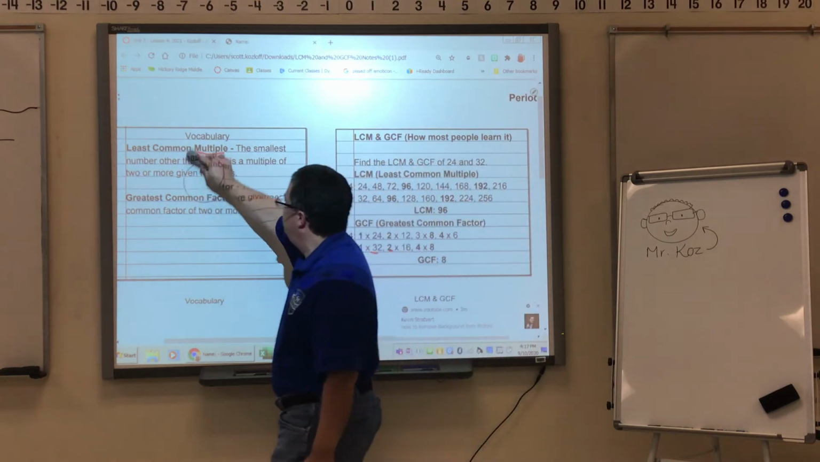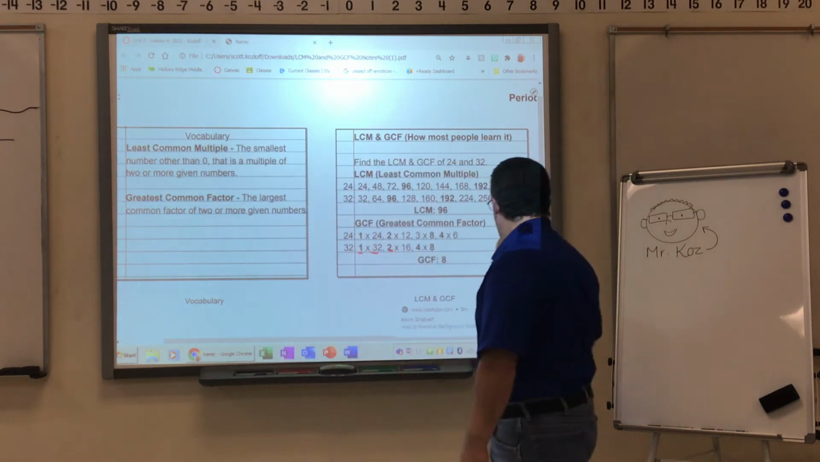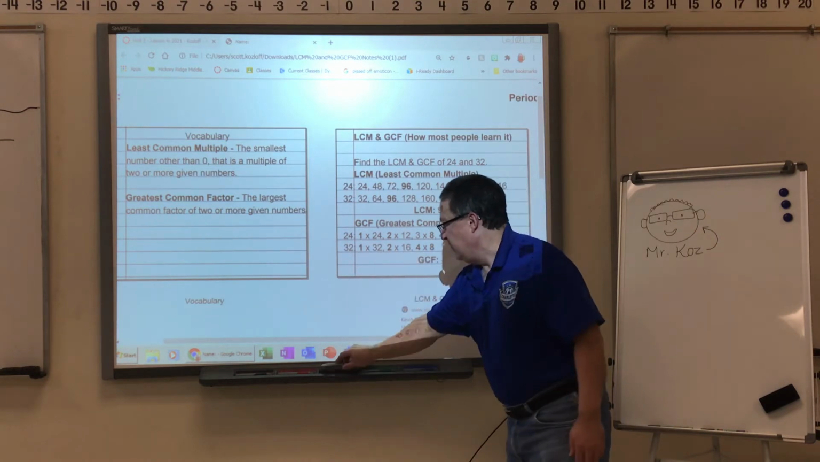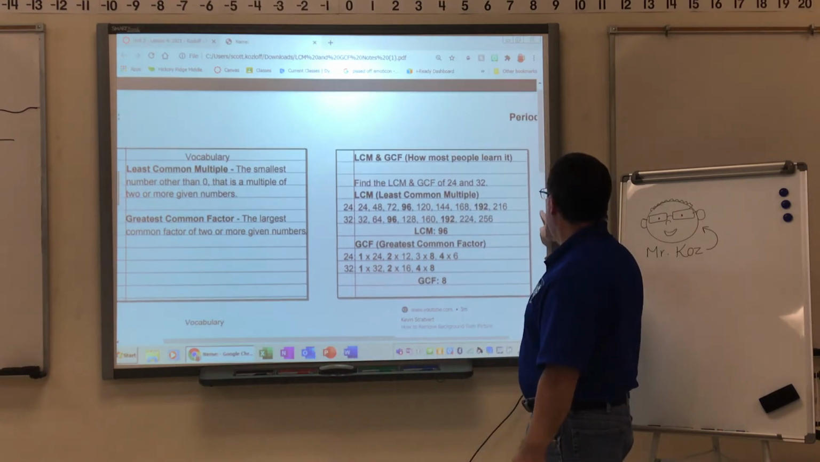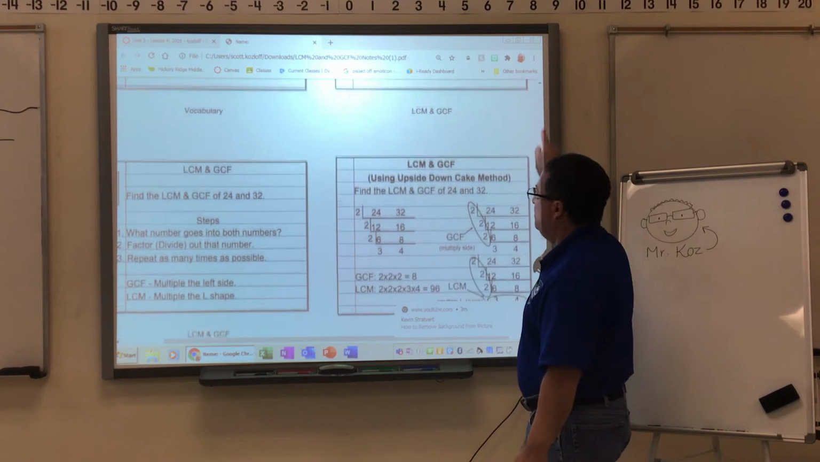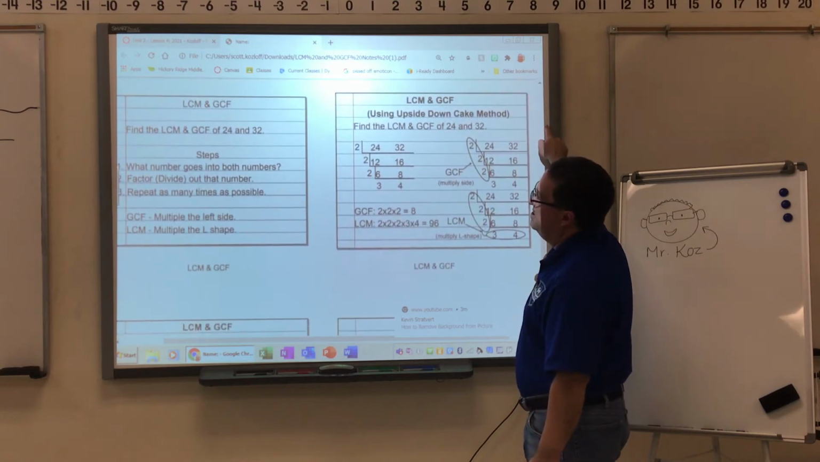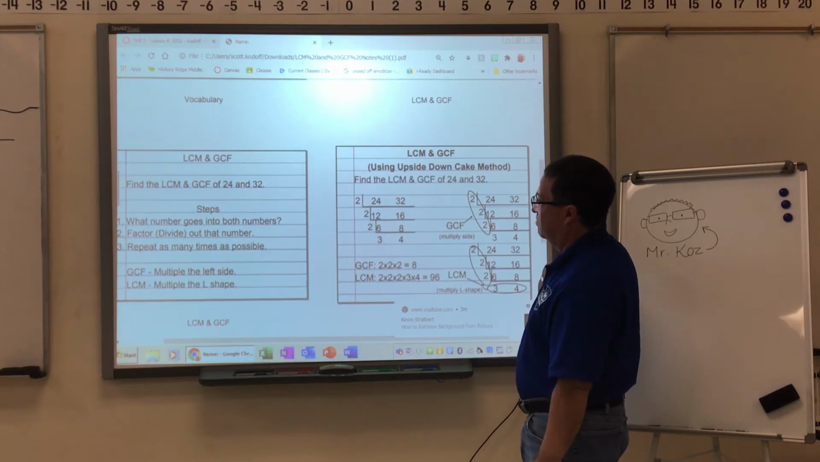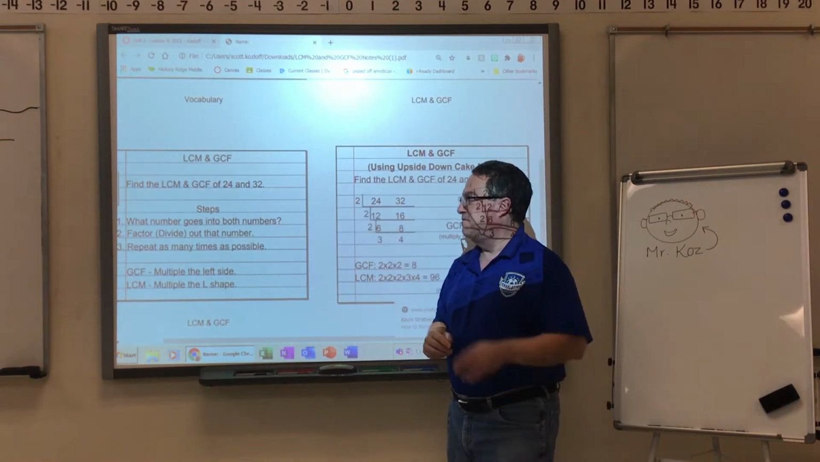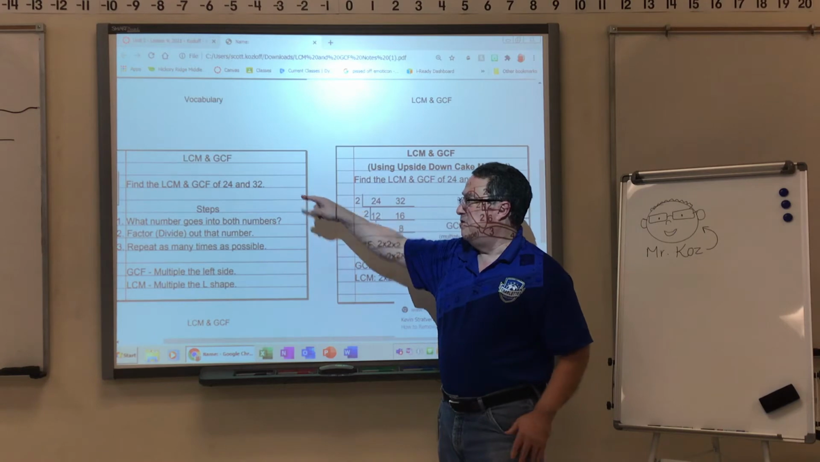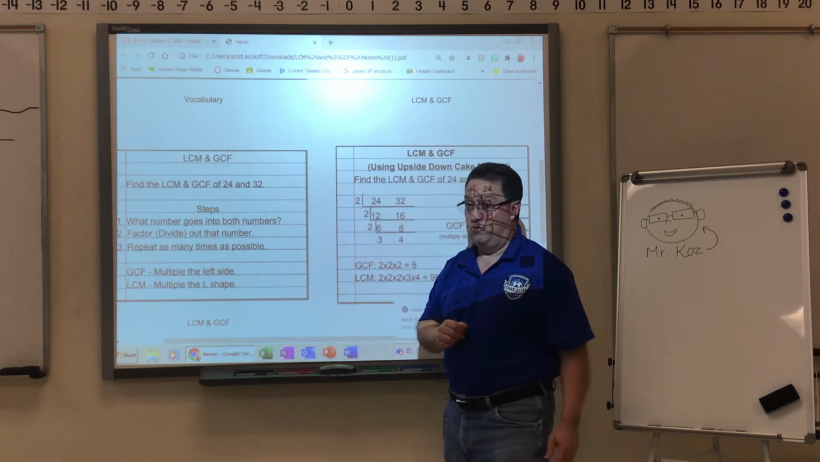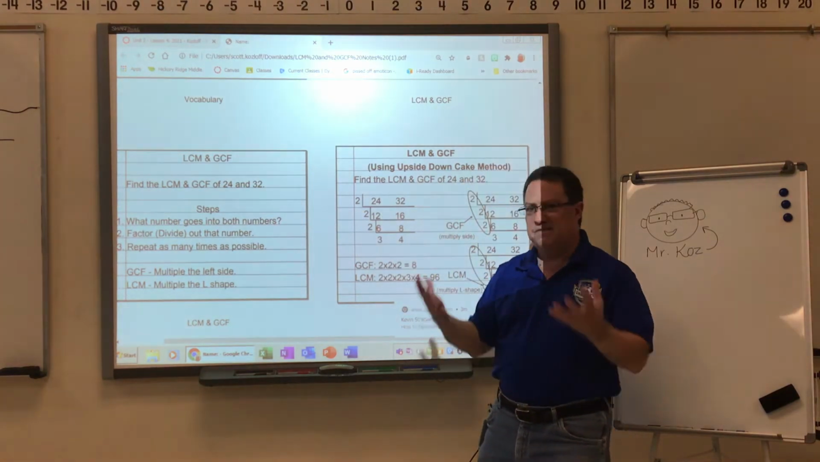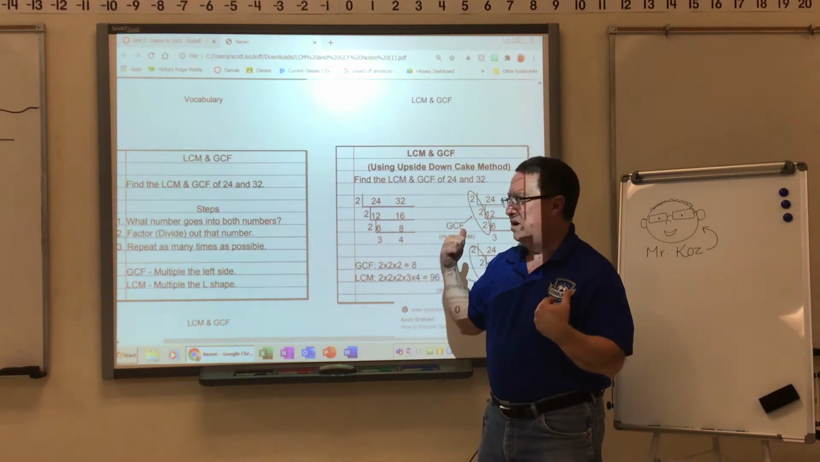Now I'm going to show you some actual examples and what we're going to use to find the LCM and the GCF. We're going to use something called the upside down cake method. Let me give myself some room here. Okay? First of all, let's go back to that example. Find the LCM and GCF of 24 and 32. That's both of them. I want to find them both.